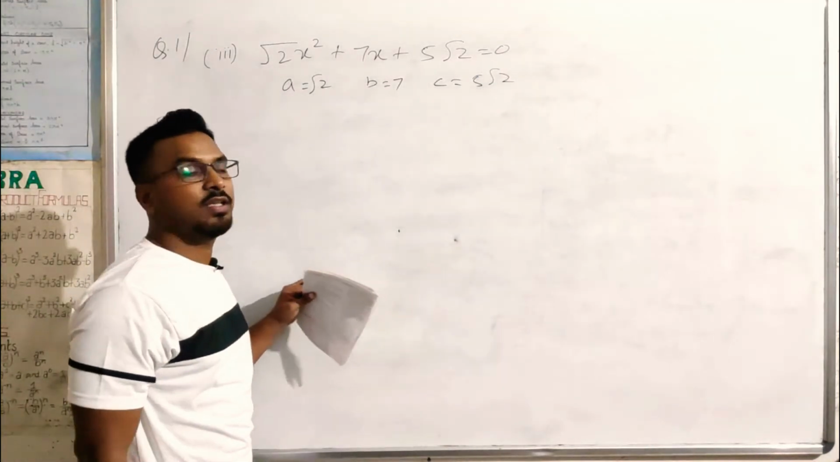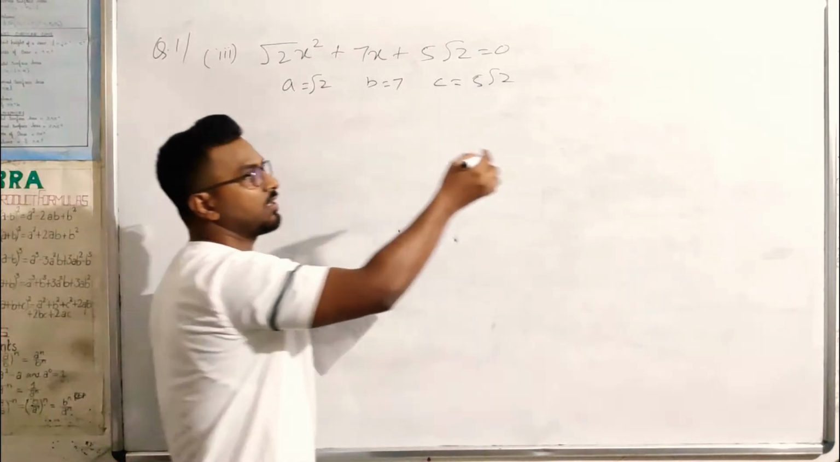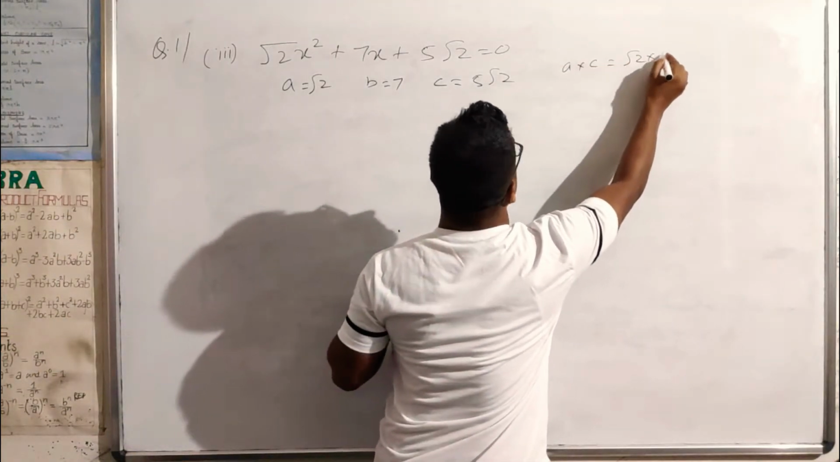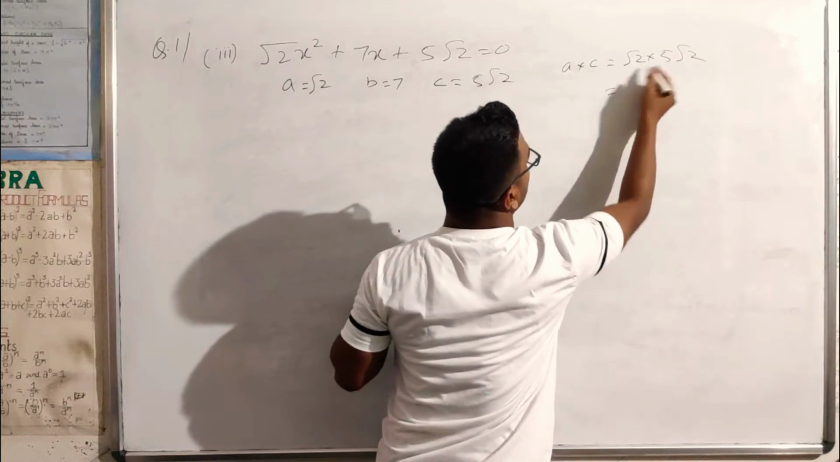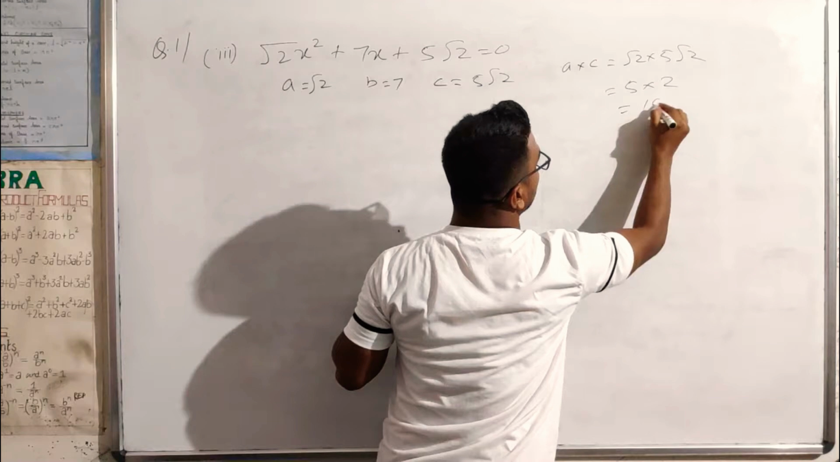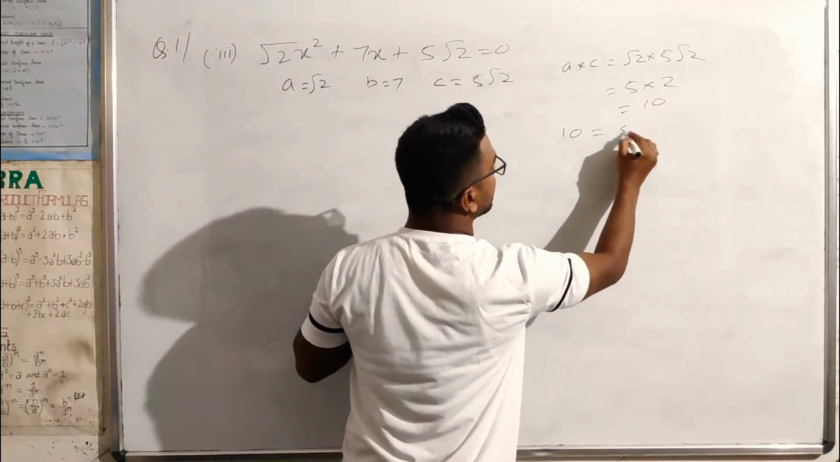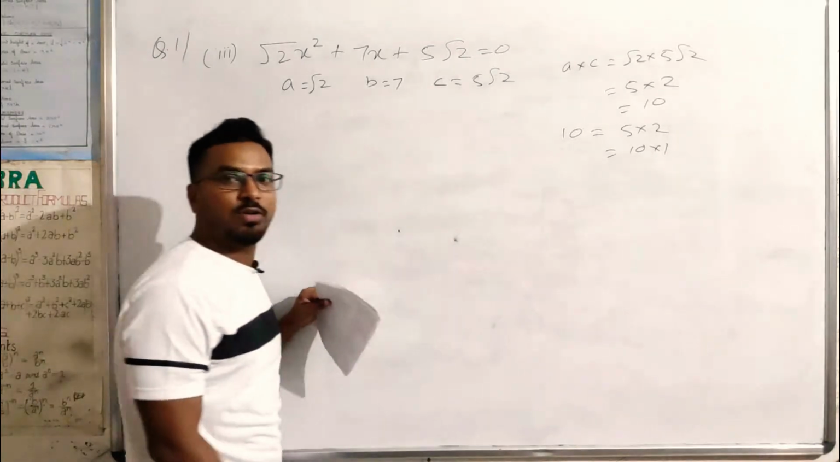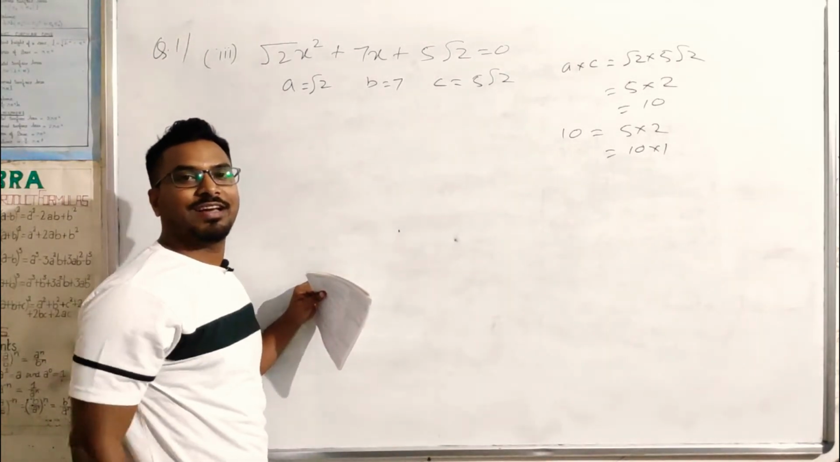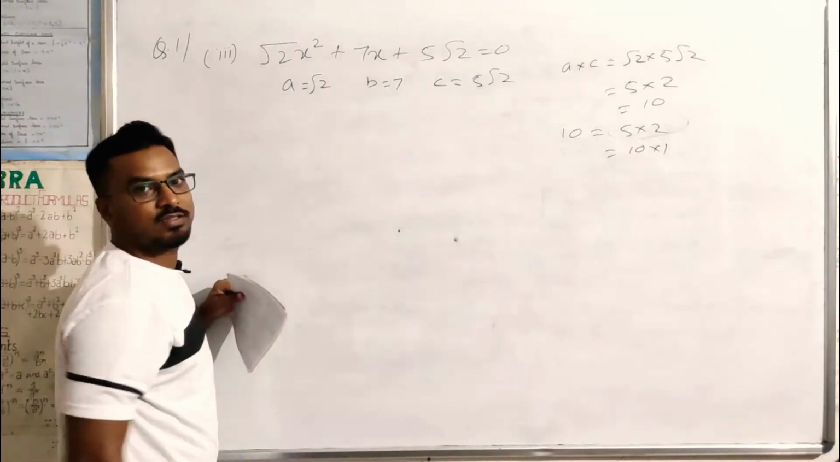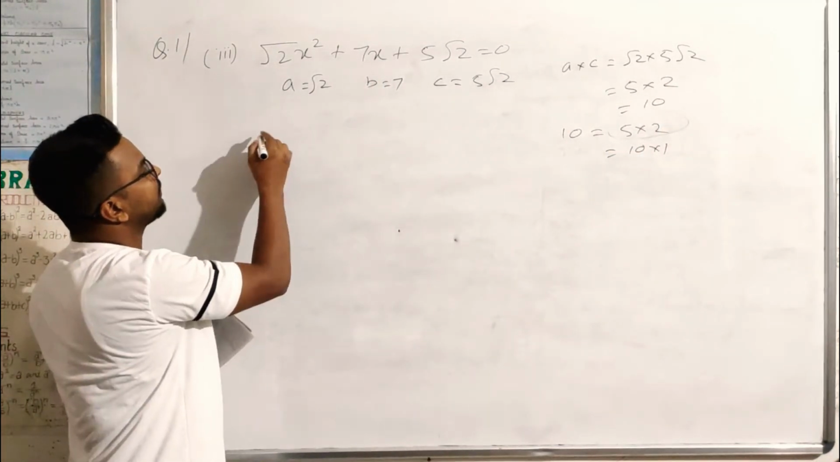So what do we do usually? We multiply a with c. A into c is root 2 into 5 root 2. How much will it be? 5 into root 2 into root 2 is 2, so it will be 10. The factors of 10 are 5 into 2 and 10 into 1. Which one will we use? We will use the first one, because 5 plus 2 is 7. You will get 7.